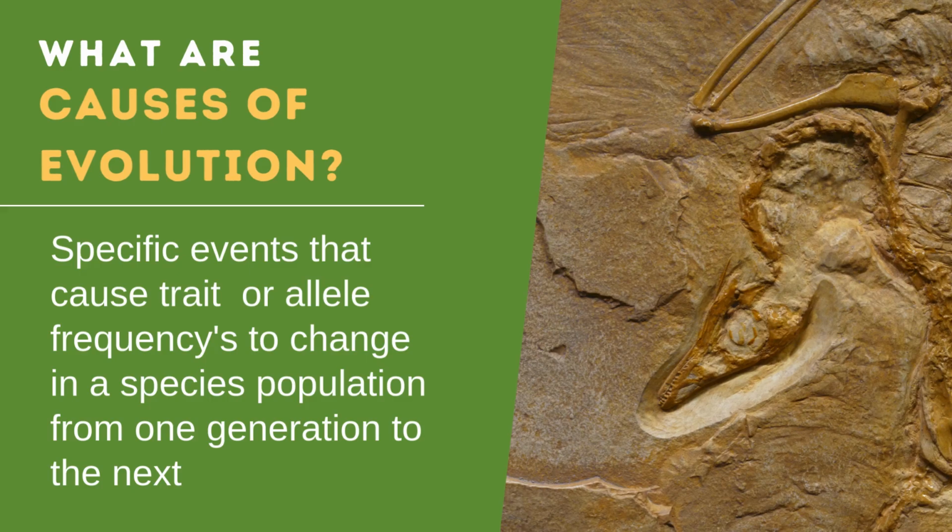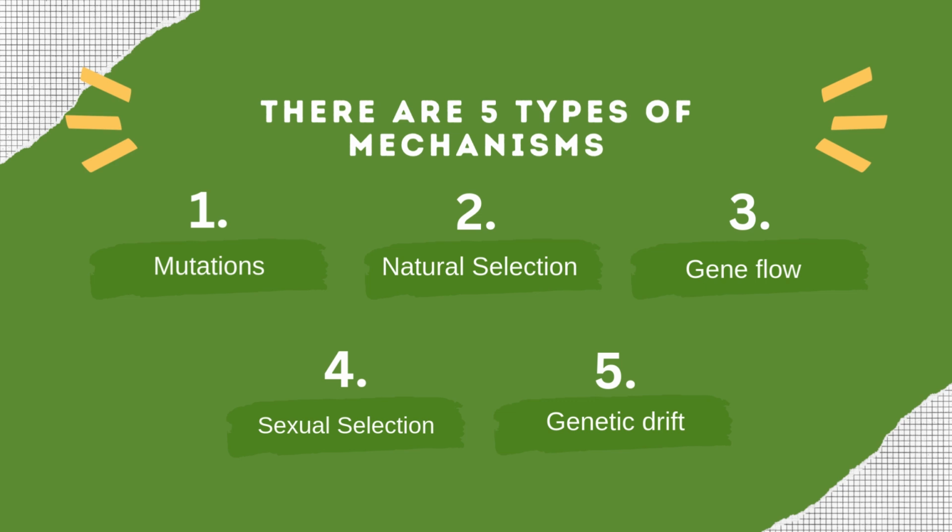So what are the causes of evolution? Just keep in mind that these are specific events that cause the trait specifically or the allele frequencies to change in a species population from one generation to the next. What that means is that the trait itself, like fur color, would change from one generation to the next, or maybe the allele itself, the big B dominant versus the little b recessive, will change over time through the generations. So there were 5 mechanisms that we learned about: mutations, natural selection, gene flow, sexual selection, and genetic drift.